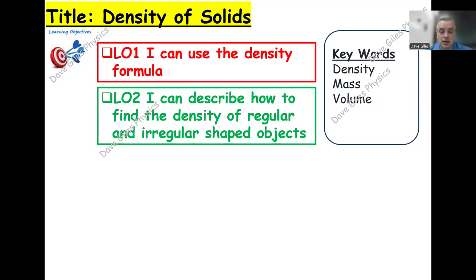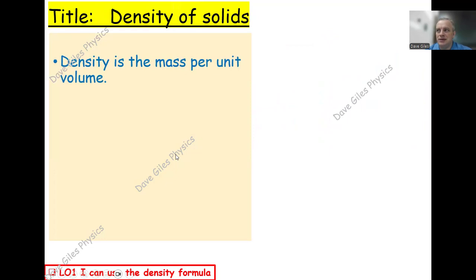IGCSE Cambridge International Education Physics, Unit P1, Motion, Force and Energy. And today we're looking at density of solids. So we're going to look at the density formula and describe how to find the density of regular and irregular shaped objects. So first of all, density is mass per unit volume. So that's the definition of density there.